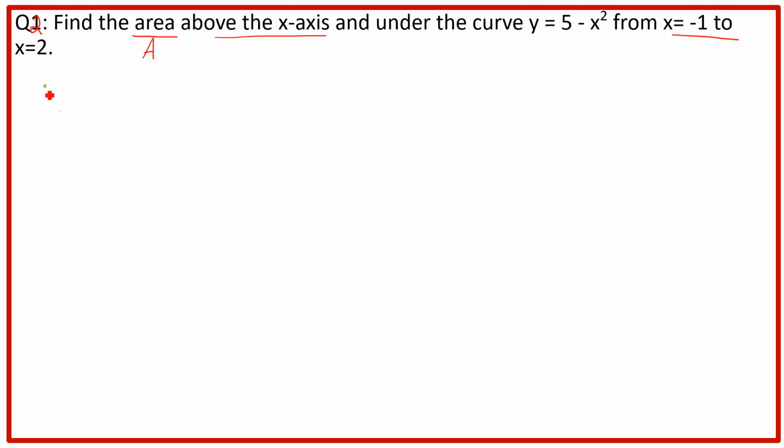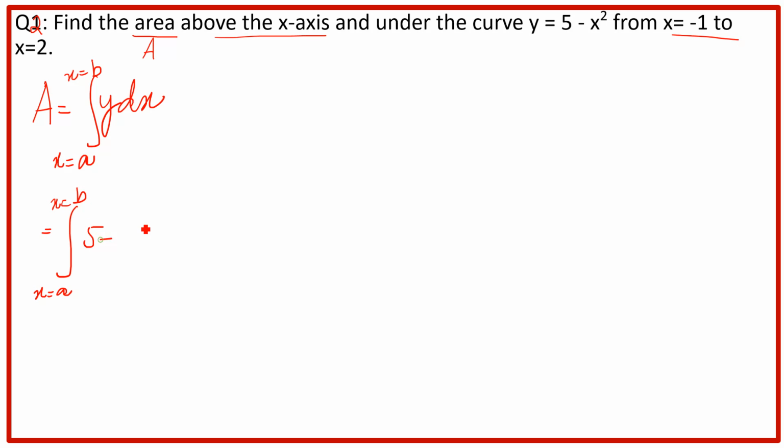So we will start the question here. A equals the integral from x equals a to x equals b of y dx. What is the meaning? a and b are the limits. Instead of a, we write minus 1, the lower limit. Instead of b, we write 2, the upper limit. Always keep in mind, the lower limit goes here and the upper limit here. y dx, this is the curve. Now we will put the values here. So from x equals a to x equals b, y is 5 minus x square into dx. Right, now the integration is very easy.